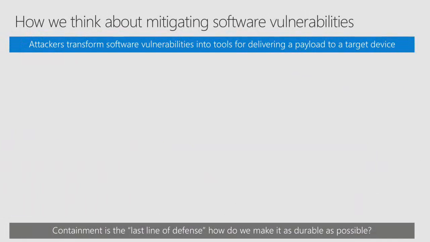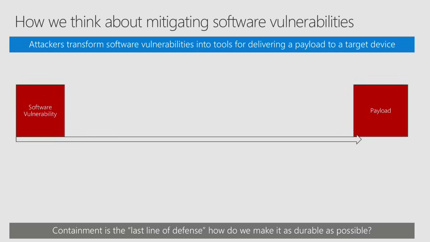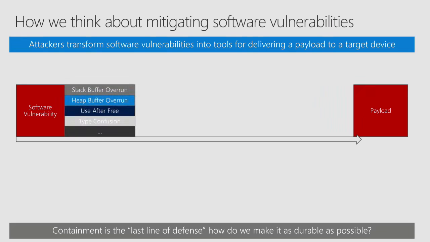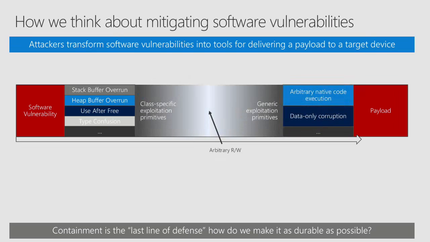So let's look at essentially what attackers are trying to accomplish. You can really look at an exploit as a weird machine. You start with a software vulnerability, and you want to manipulate it into a mechanism for executing a payload. You'll start by exploiting a common vulnerability class, whether that's a stack or heap overrun, or some sort of memory corruption in most cases. You'll then turn that into a class-specific exploitation primitive. What do I mean by primitive? A primitive is a capability to now program the machine vis-a-vis a vulnerability.